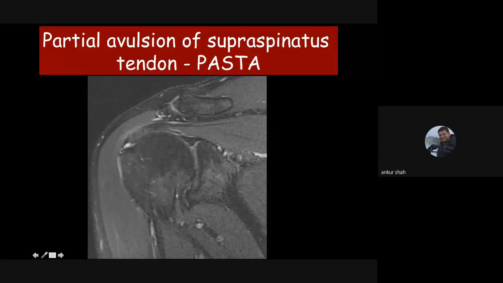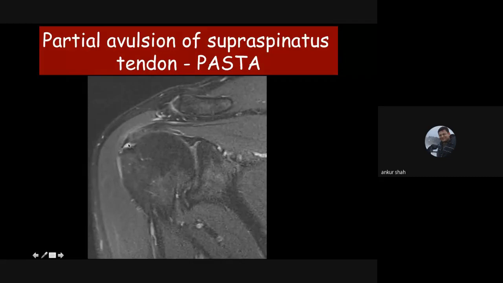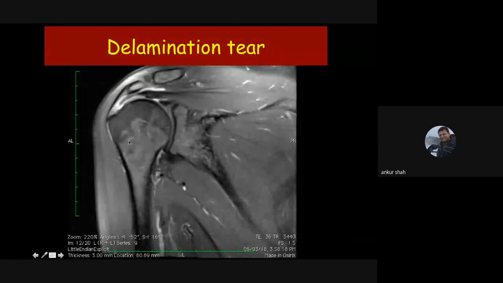Here, there is a partial thickness, high grade articular surface tear of the supraspinatus with retraction of the torn fibers. So you can see a gap here. Some of the fibers are torn and they are mildly retracted. So this is the PASTA or partial avulsion of supraspinatus, not complete avulsion because it is not a full thickness tear, only a partial thickness tear.